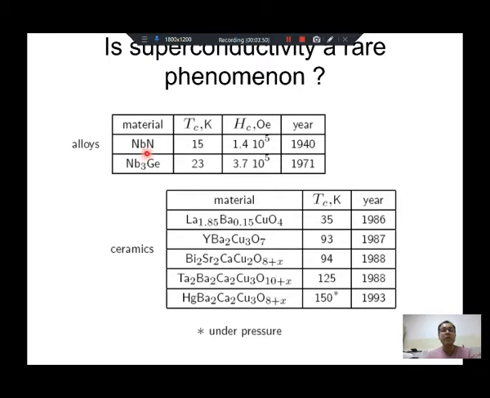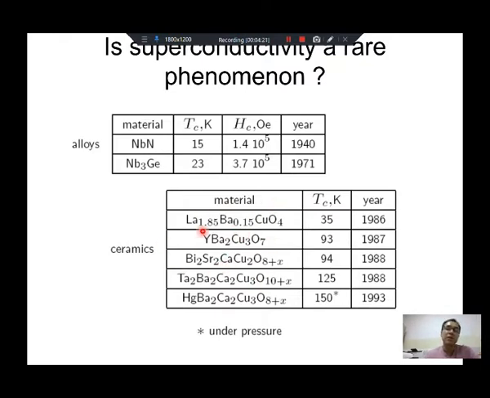For example, you can have niobium nitride or Nb3Ge, which have pretty high Tcs of 15 Kelvin and 23 Kelvin, and these are strongly type 2 superconductors. The critical fields are pretty high, about 10 raised to 5, about 10 Teslas or so, and these were discovered in the 1940s and 1971.